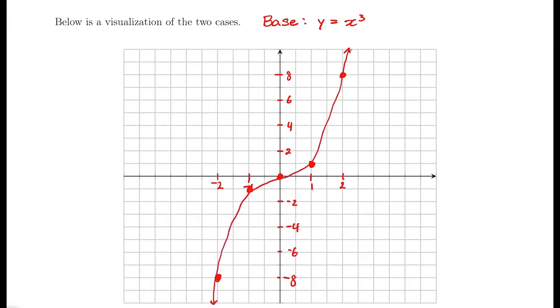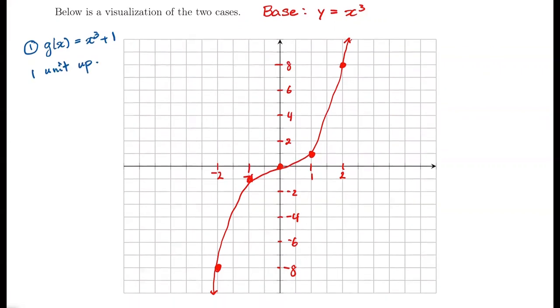Okay, so that's our cubic function, the base function for cubic. Now let's see what happens when c is greater than 0. So let's say we take the function x cubed as our base function, and then let's see what happens when we add 1. That means we're going to go 1 unit up.